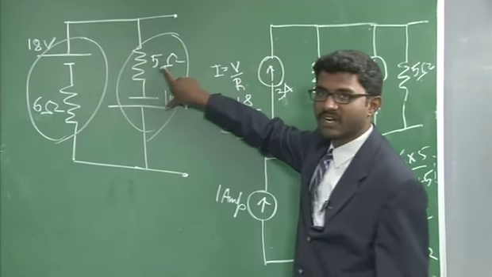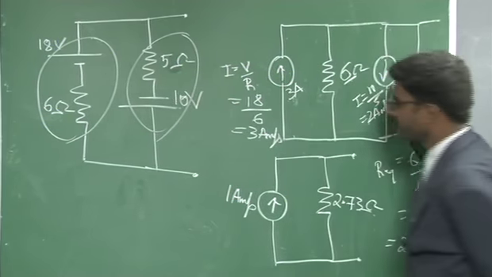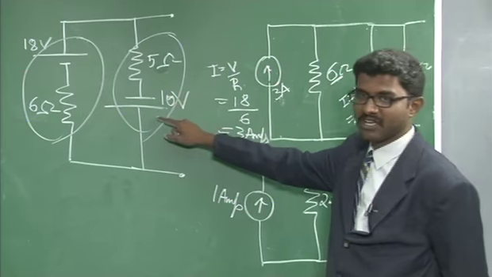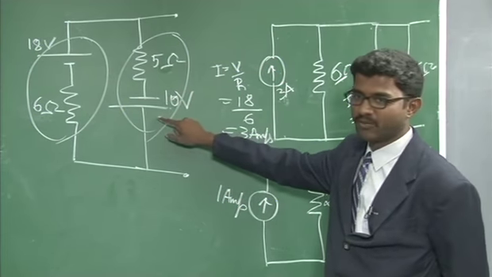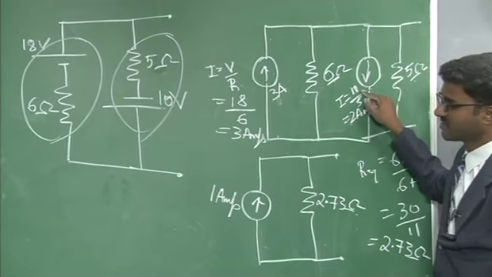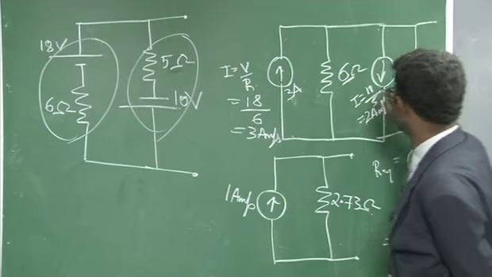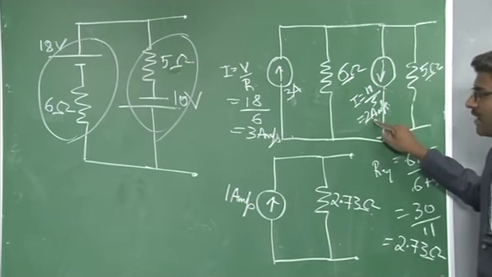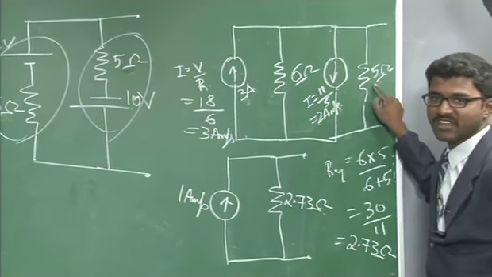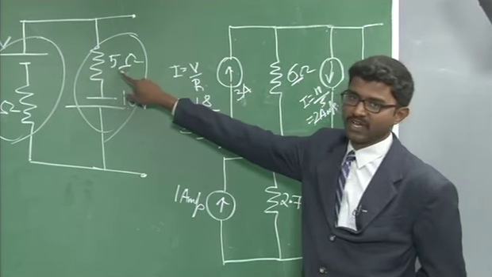Similarly, you need to convert this practical voltage source into a current source. So, once again we need to think about the polarities. In that particular direction we need to mark the current flow. The magnitude of this current will be equal to V by R, that is 10 by 5, which is equal to 2 amps, in parallel with a resistance equal to your source resistance, which is nothing but your 5 ohm.